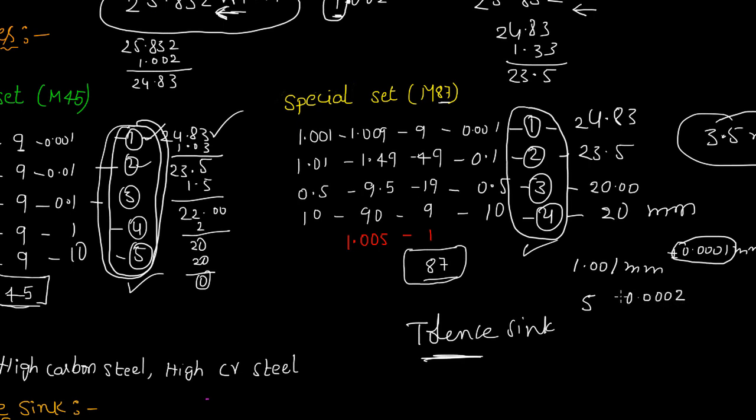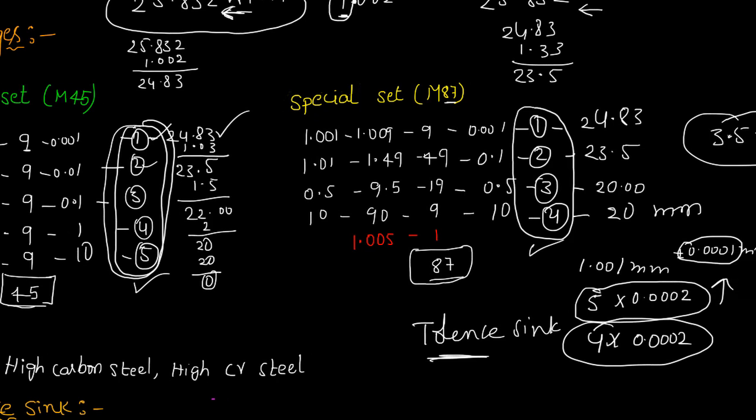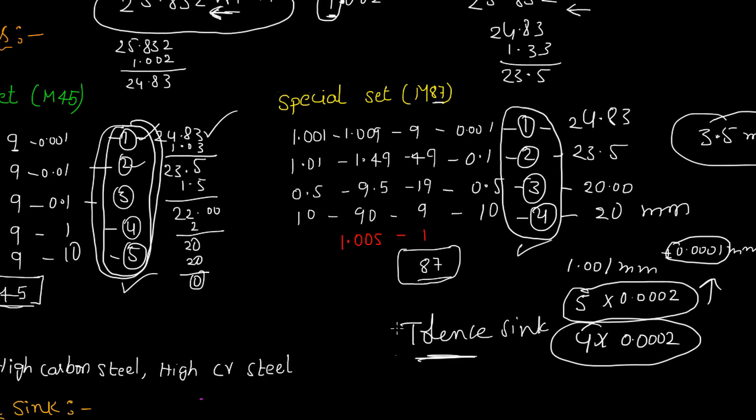0.0002 tolerance multiplied by 5. So the total tolerance will be higher. If I use 4 only, that means 4 times 0.0002 mm. It is comparatively less than the normal set, because if I use the normal set, the total tolerance sink will be higher than the special set. So that's why it is better to use the special set, better to use fewer slip gauges to build the datum.